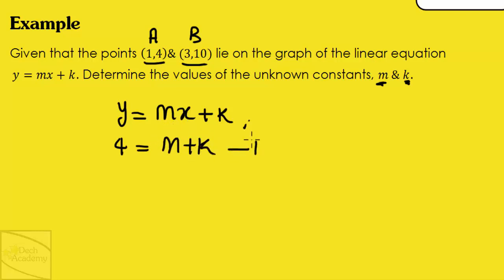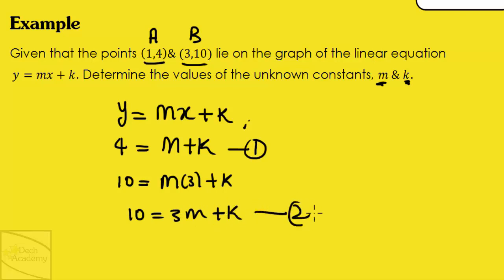I'm going to call this equation 1. I'm going to do the same thing with point B. Replace y with 10, and replace x with 3, its x coordinate. That gives m times 3, so 10 equals 3m plus k. So by substituting the first point into the equation, I got equation 1, and by substituting the second point into the given equation, I've gotten another equation, equation 2.